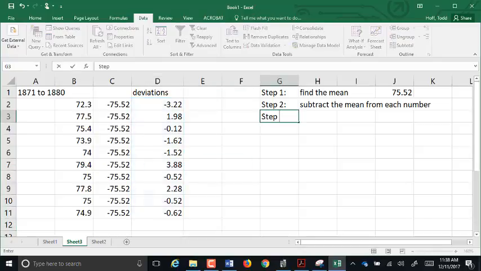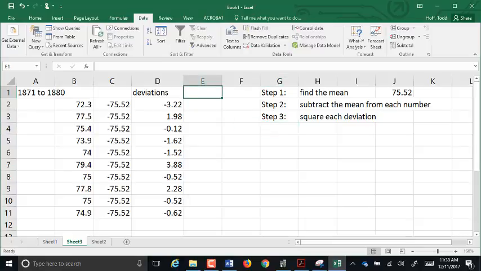Step 3 is to square each deviation. So we take this number here, and it's going to give us something called the squared deviations. We take this number here, the negative 3.2, and we square it. Now, when you punch that in your calculator, you often have to put it in parentheses so that it will square the negative as well. When you square something, your result should always be positive.